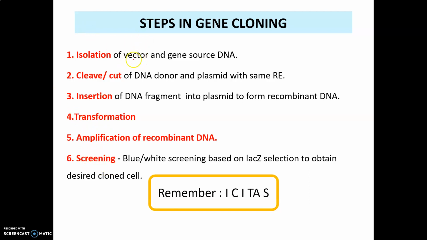Isolation of vector, plasmid vector and gene source DNA. And then kita akan cut dia punya both vector and gene source DNA menggunakan the same restriction enzyme untuk produce the same complementary ends. And after that, kita akan insertkan the DNA tadi masuk ke dalam plasmid to form recombinant DNA. Bila kita dah ada recombinant DNA, kita akan masukkan di dalam host cell melalui proses transformation, and then kita akan allow the cells to divide, which is the process of amplification.